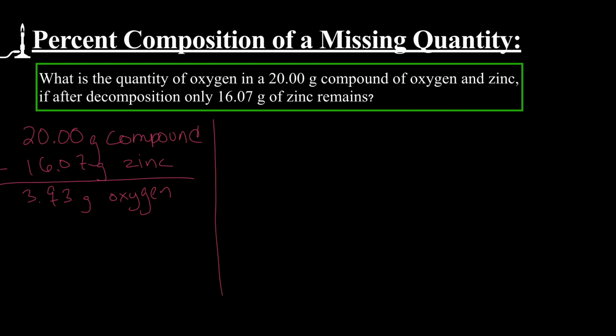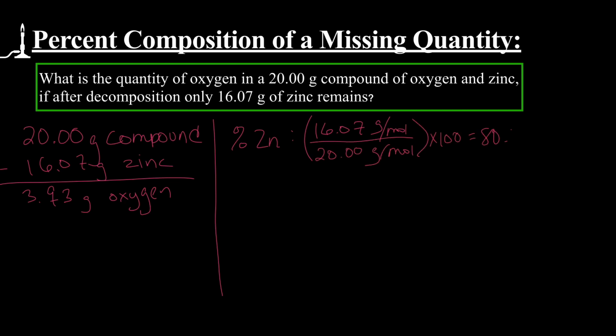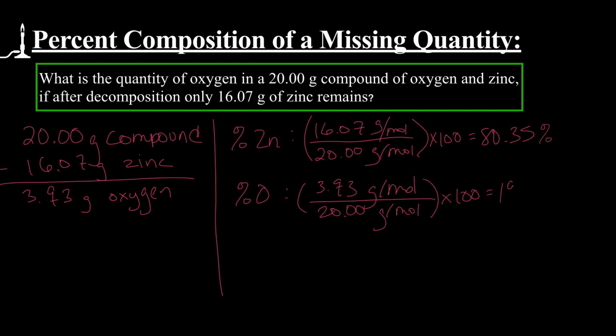Now I'm going to go into the formulas I've been doing. Percent zinc will be that 16.07 divided by 20, because that's already calculated and given to me in the question, times 100, I get 80.35%. Percent oxygen is going to be 3.93 grams divided by the 20.00 times 100, I get 19.65%. See if they add to 100, and they do.